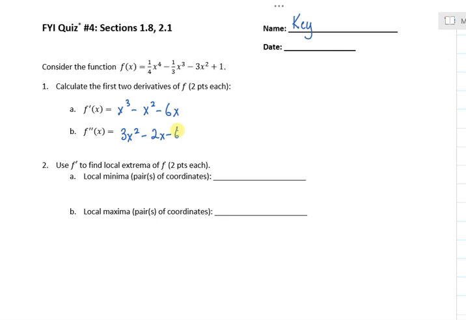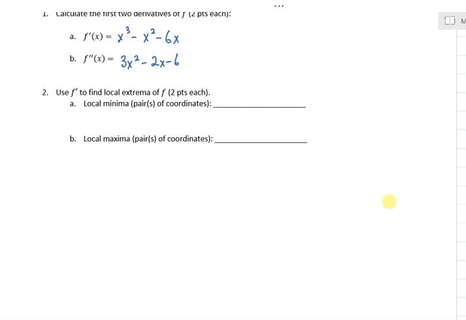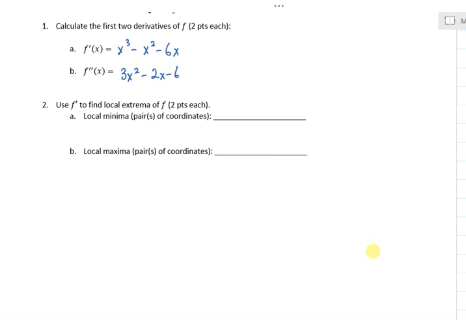Now these days we're using the second derivative to do tests, but back when we took this quiz we were only using the first derivative, so I'm just looking at the first derivative for the rest of this. And I want to find local minima and maxima. So my first step is I need to find critical points. Those are points where the first derivative is 0 or undefined. It's never undefined here because it's a polynomial.